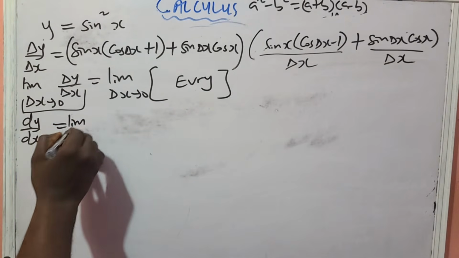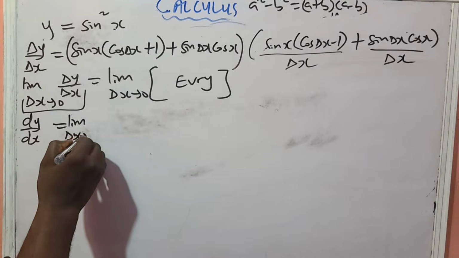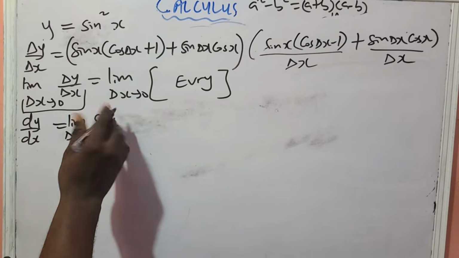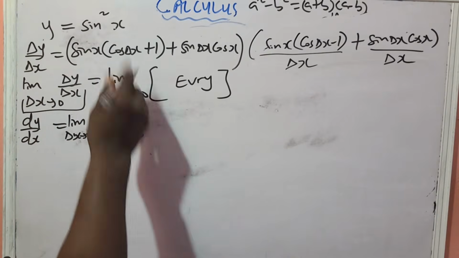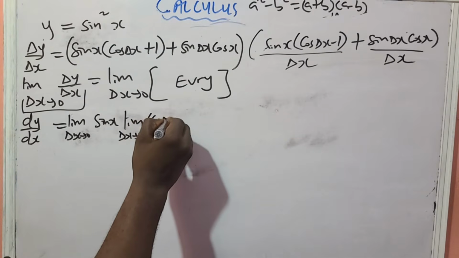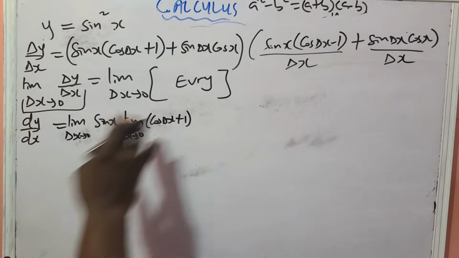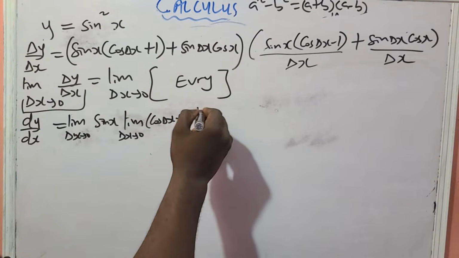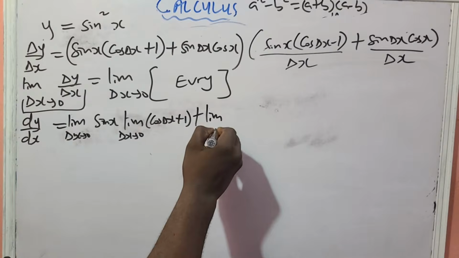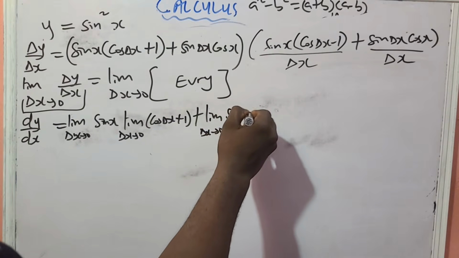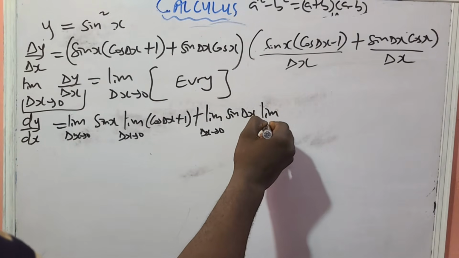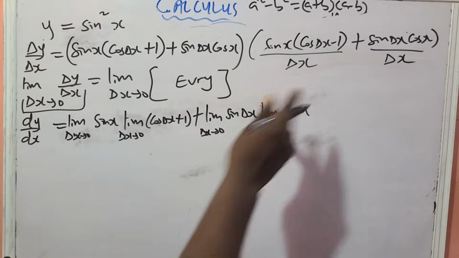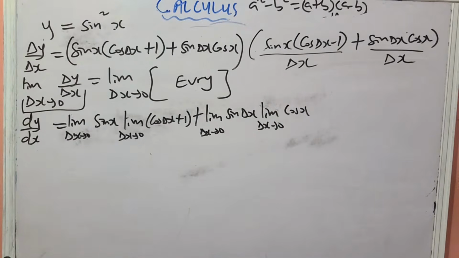So that means limit as change in x is tending to 0. I will first have sine x. That's the first split. Then I will split again to have limit as change in x is tending to 0 of cos change in x plus 1. That's the second split. Now I will split again. There is a plus. I will split limit change in x tending to 0 for sine change in x. That's for this side. Then I will split again, limit change in x tending to 0 of cos x. So I'm going to split for every one of them so you can be seeing the result.